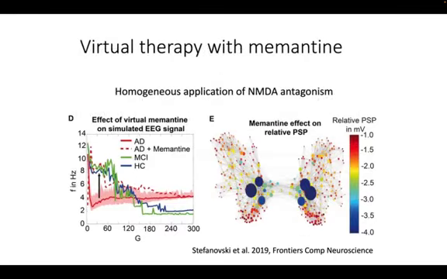But first, we also tried out virtual therapy. Because our model introduced artificial hyperexcitation into the system, we tried out a treatment that acts against hyperexcitation, which is memantine, an NMDA antagonist. And what you can see here is that indeed injecting virtual memantine, by reducing the NMDAergic, or let's say glutamatergic, transmission in the system, reversed the effect that was introduced by the amyloid beta.